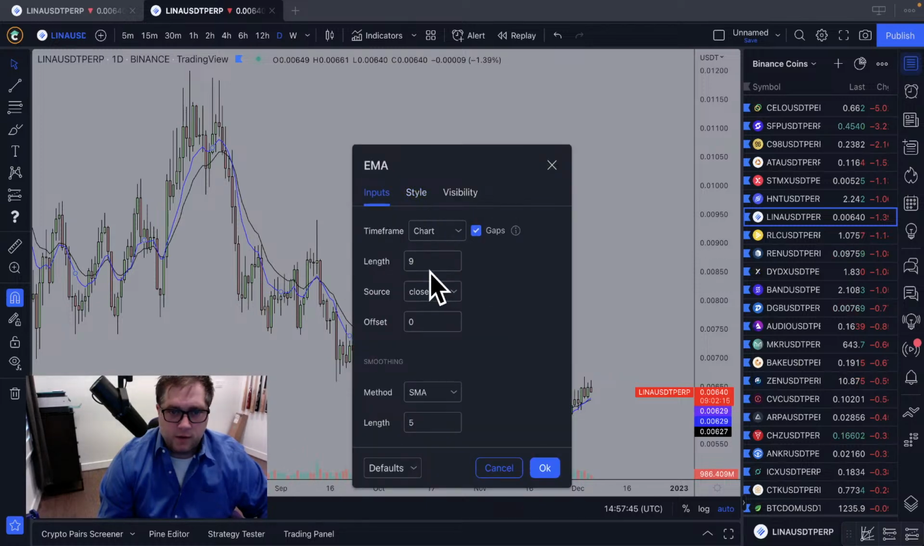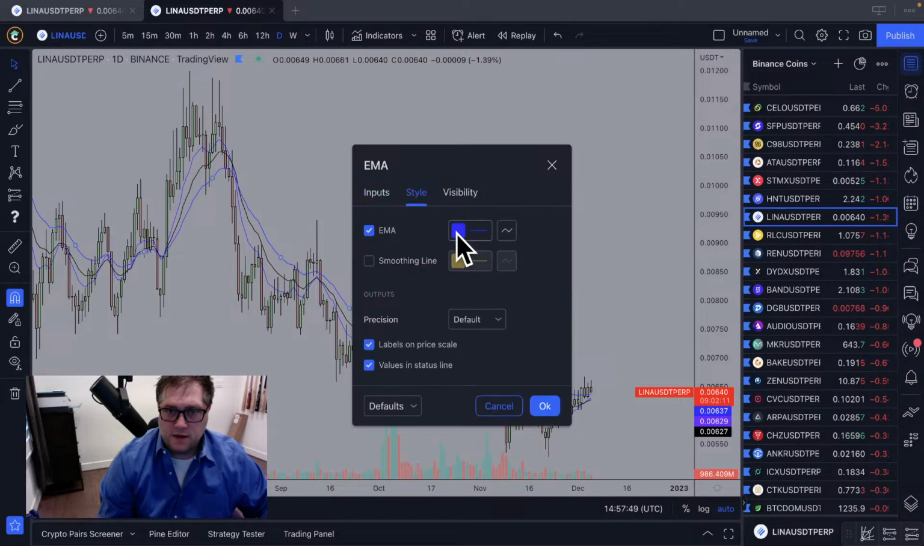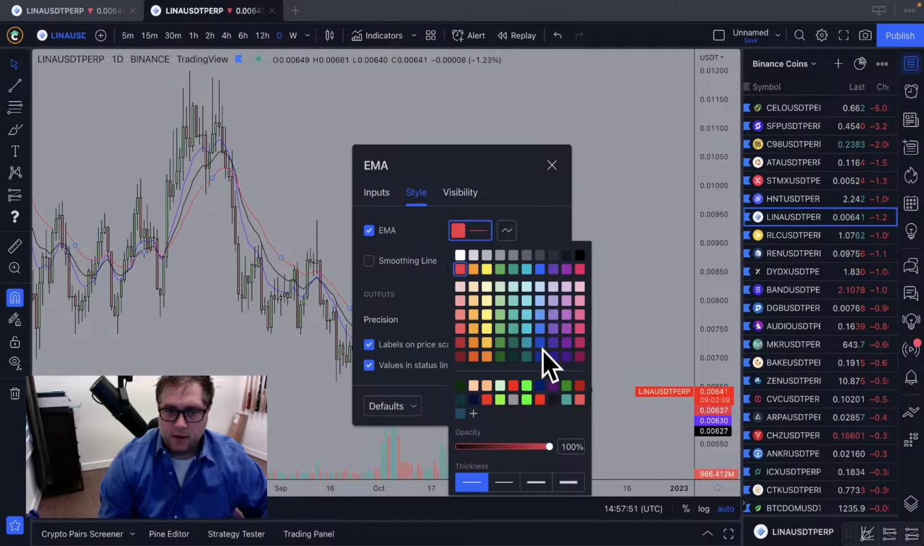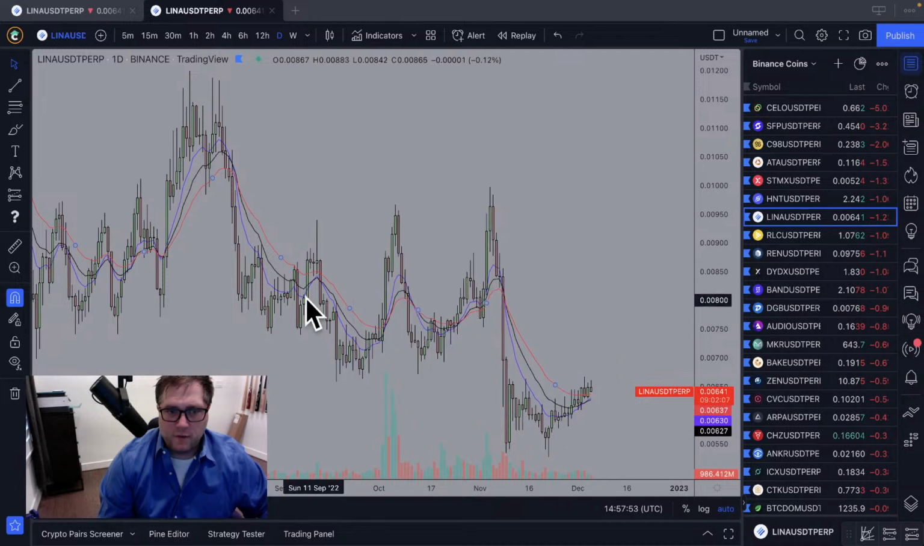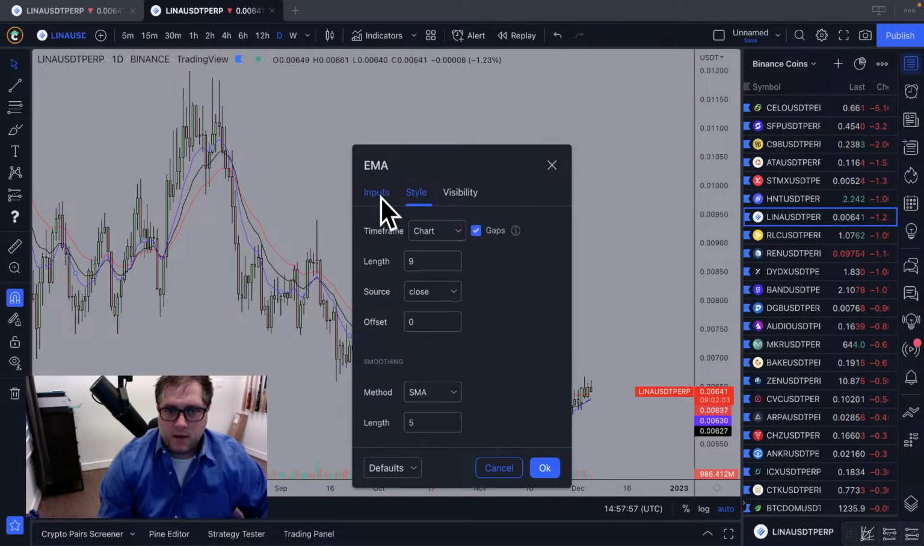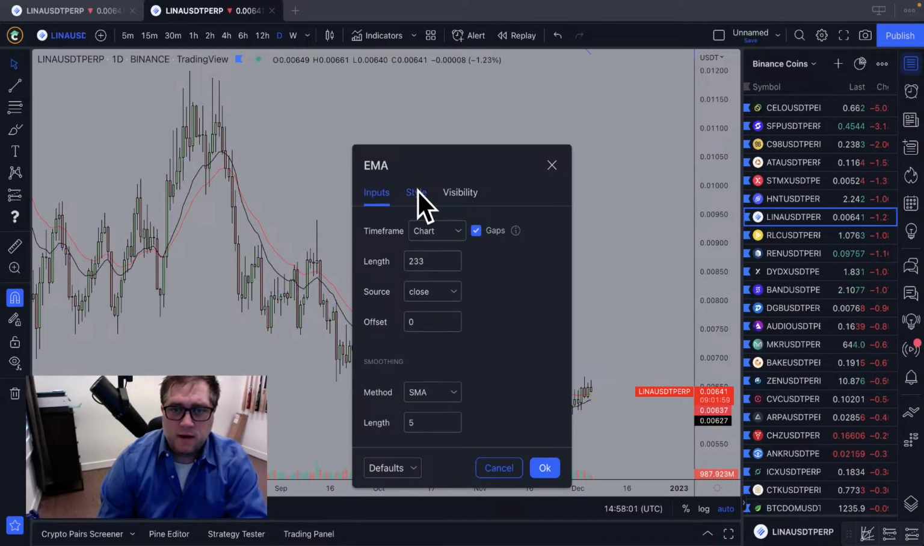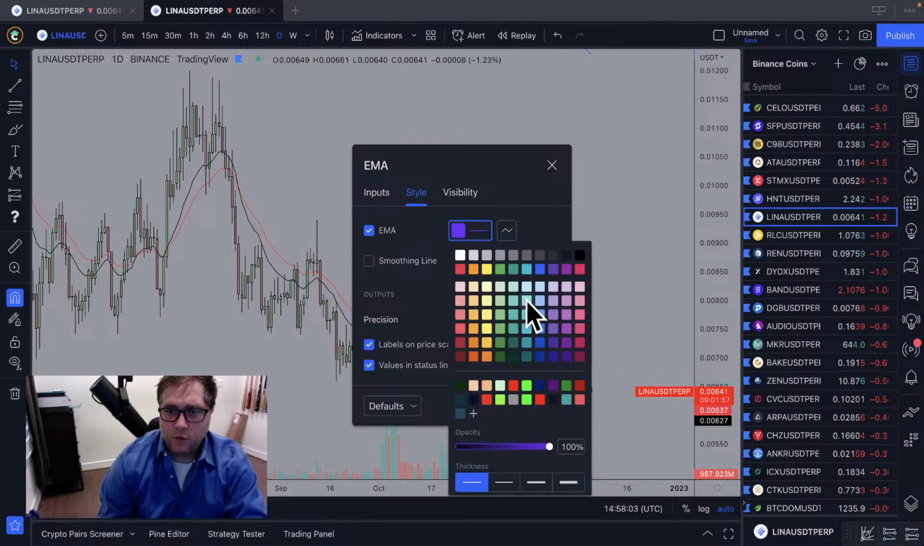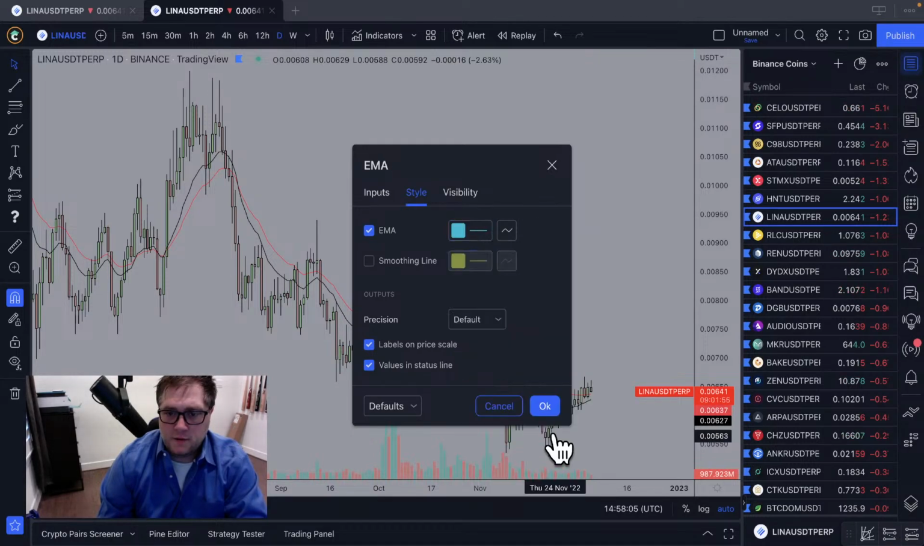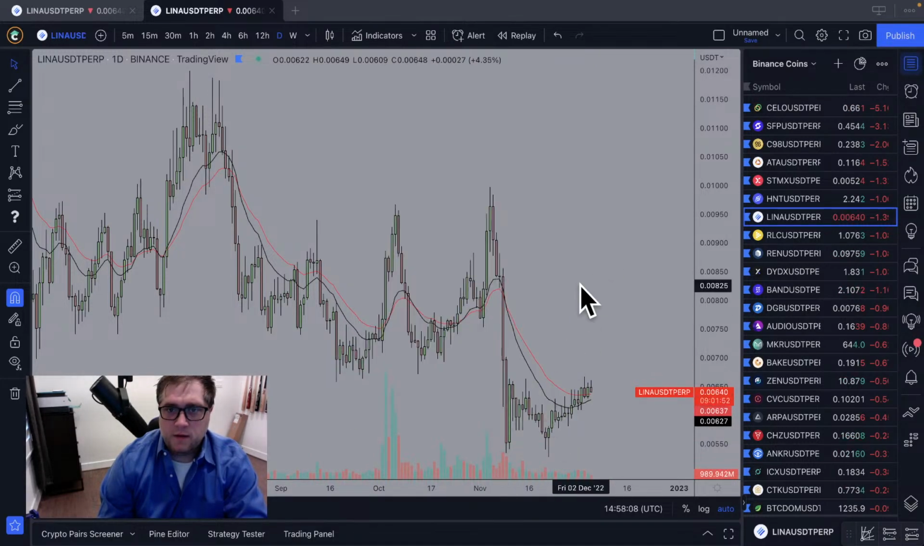Next one, you want to do the 24 and change that color too to, let's say, red. You can change the colors to whatever you want. Next one. And you can use your own moving averages. These are just the ones that I like to use. I think they work really well. And so that's the ones I use on there. Here it is.